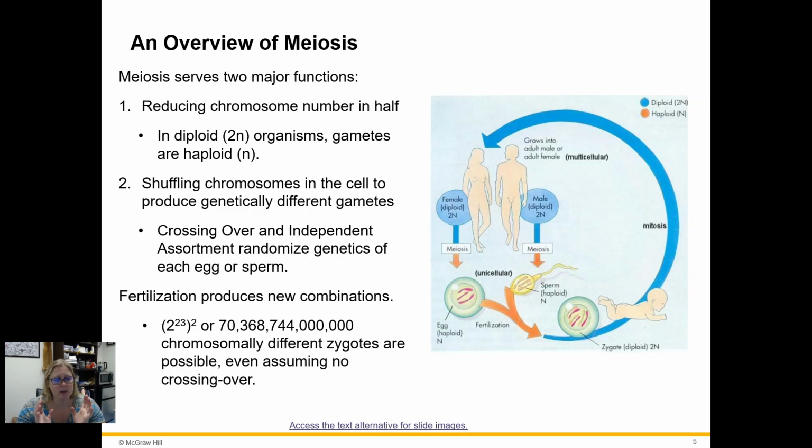But what about identical twins? Well, identical twins are the result of a single fertilization. So one egg and one sperm are going to fertilize and create one zygote.